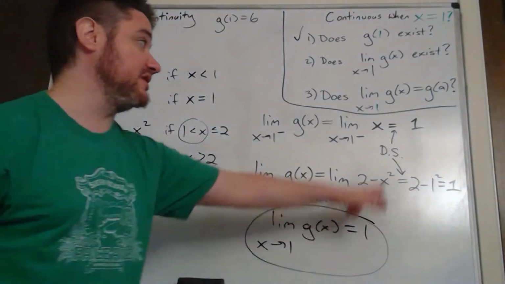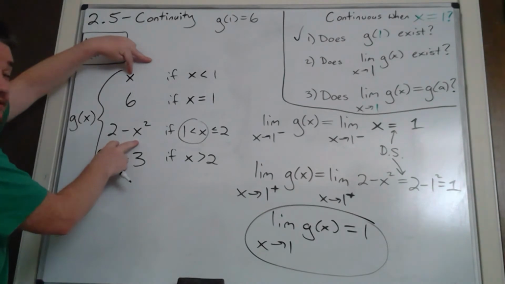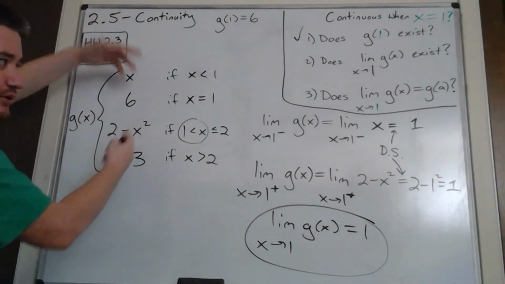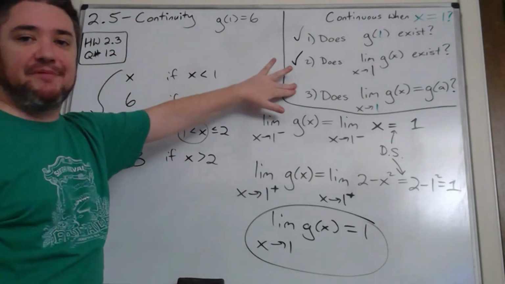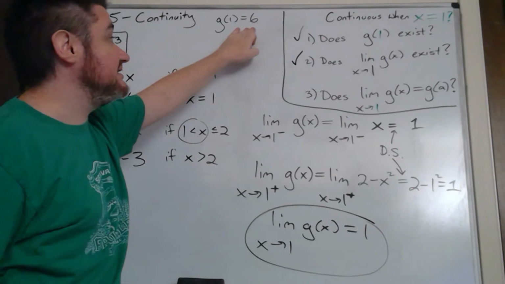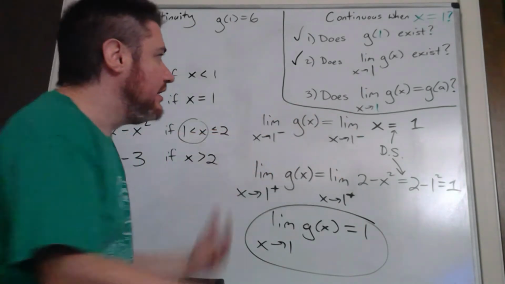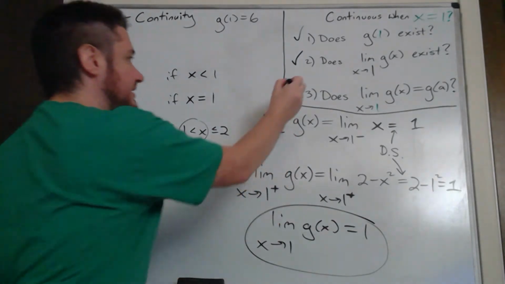That's true because the left and the right-hand sides agree. So even though we had two different rules, they kind of match up. So the limit exists, but by the time you get to step 3, there's really no work to show. You just look at what you've already done. The function value is 6. The limit is 1.